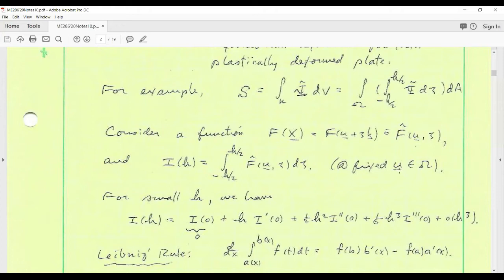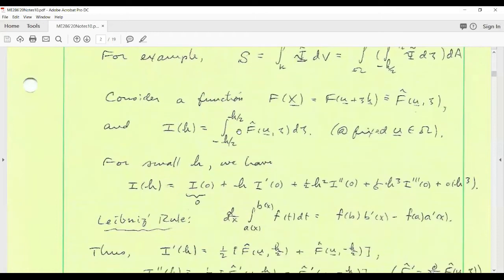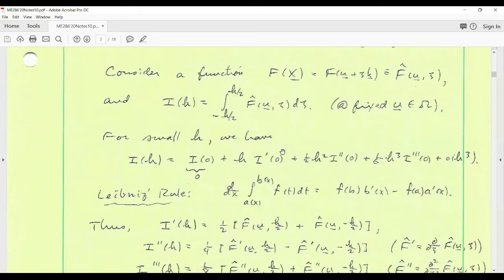So let's fix u on omega. And this integral then defines a function only of h associated with it. I could put a subscript u to indicate that we fix the value of u, but maybe that's too much notation. So this defines a function of h, this integral, and we want to estimate it for small h. Well, that suggests that we use a Taylor expansion. This is a function of h. Let's expand it in powers of h using a Taylor expansion.